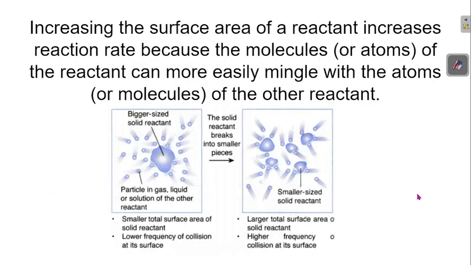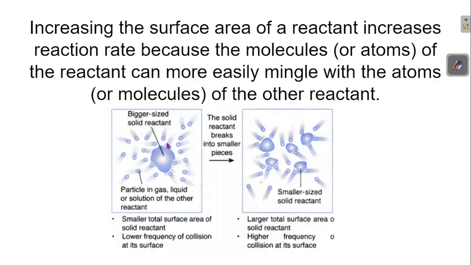Now, another thing that affects the rate of reaction is the surface area of the reactant. Increasing the surface area of a reactant increases reaction rates because the molecules or atoms of the reactant can more easily mingle with the atoms or molecules of the other reactant. So here you go. You have a big piece of reactant A. Reactant B is coming and colliding with the surface area of reactant A.